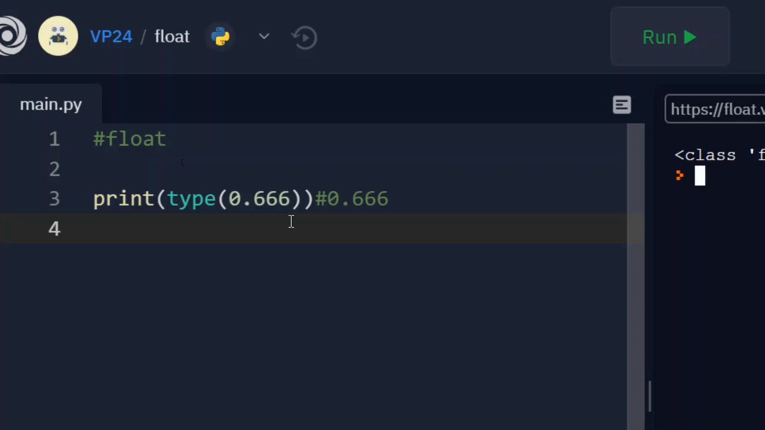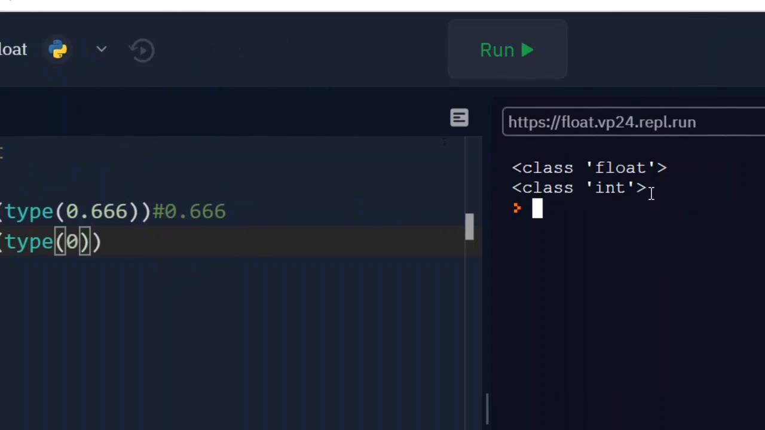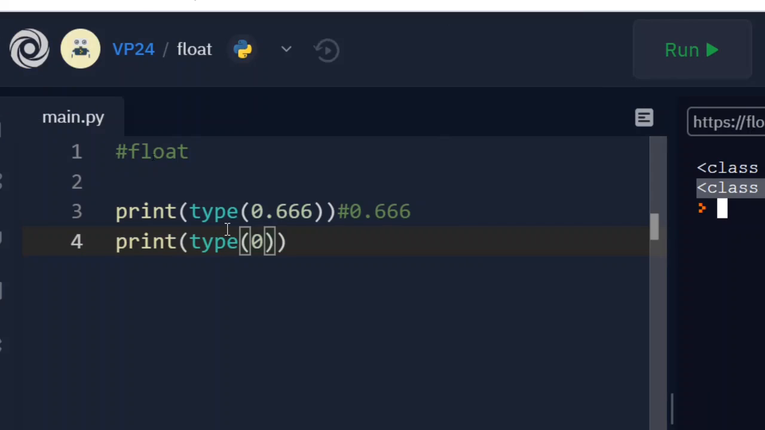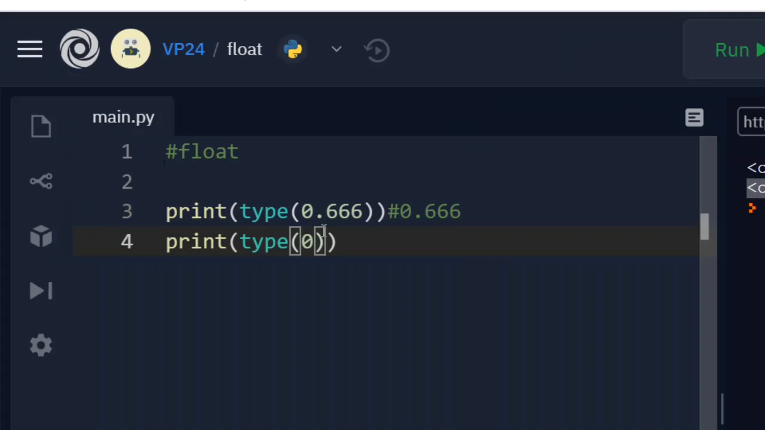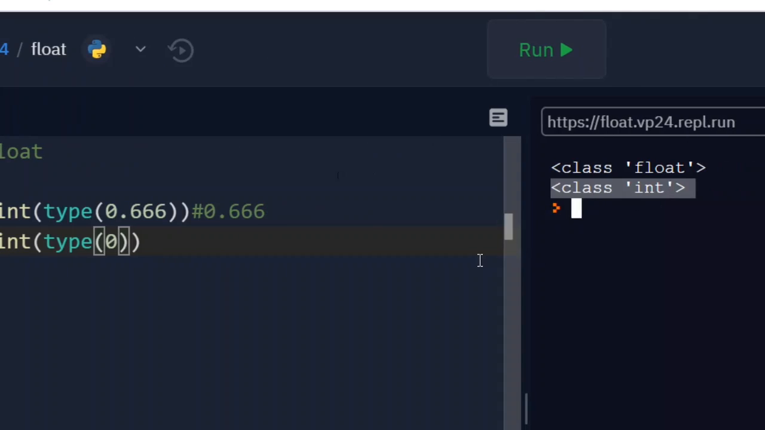Now, let us check it for 0, guys. If the number is 0, what's going to be the result? Yes, we got class int, right? 0.666 and so on belongs to class float and 0 belongs to class int. But let me ask this: why is there a distinction between float and int? Because at the end of the day, both are numbers. Why can't it be like class number, right?